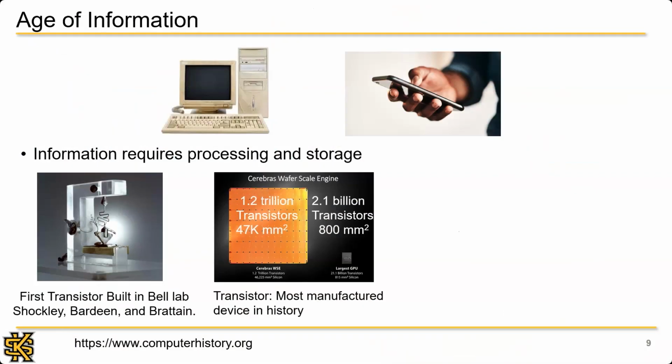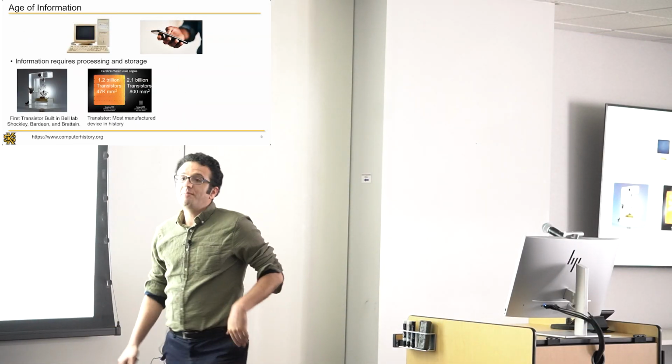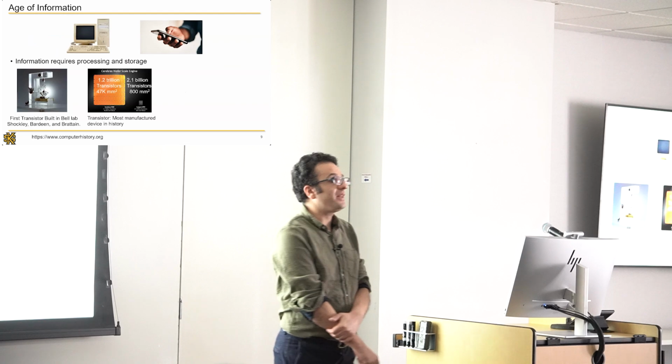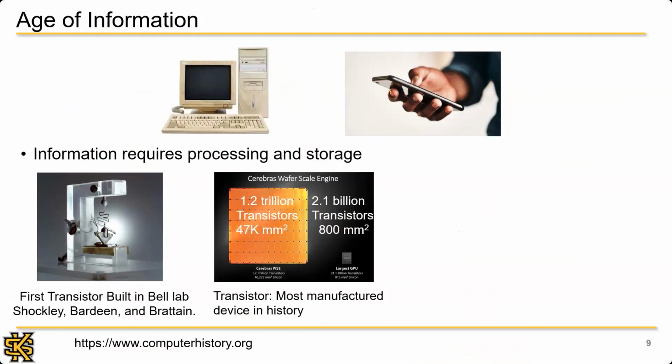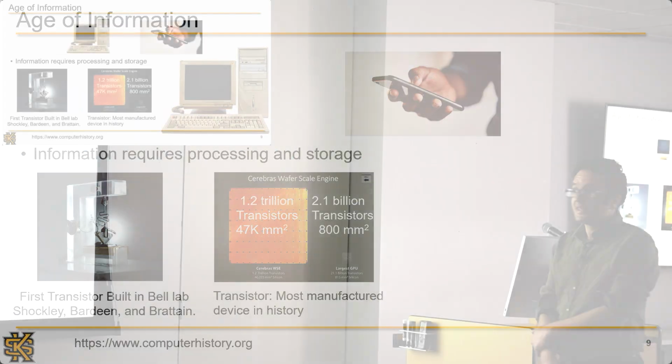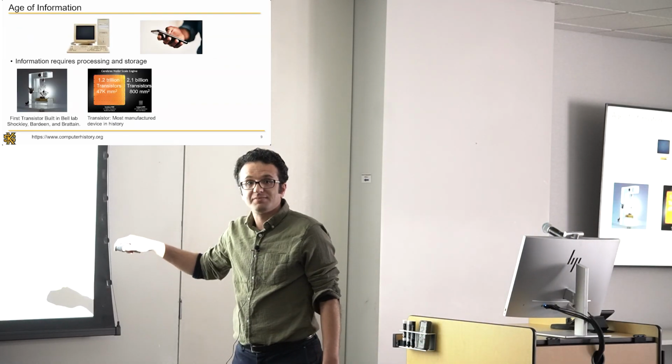Now, if you go to the GPUs, which are even better, you have 2.1 billion transistors in 800 millimeters squared. So with all certainty, I can tell you that the transistor is the most manufactured device in history. There is no other device that has been manufactured more than the transistor in history. This is the processing aspect. So we were successful at miniaturizing this.